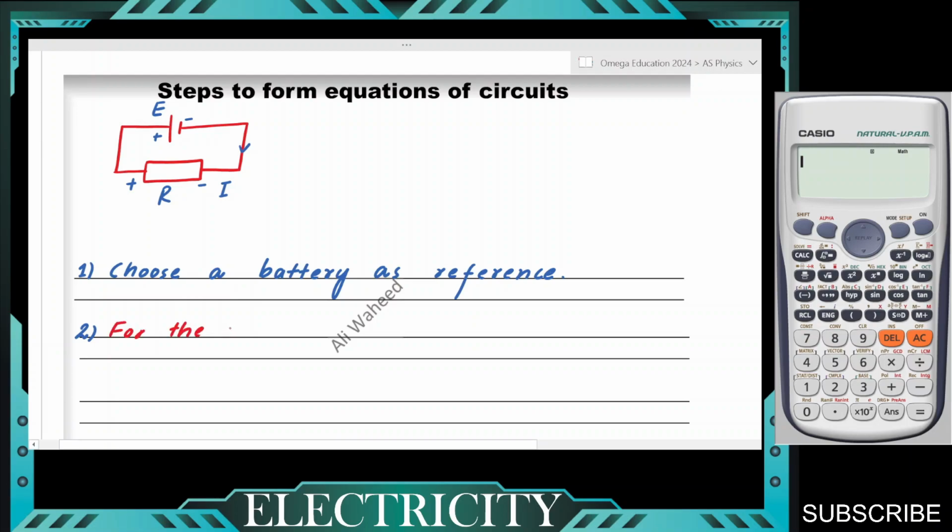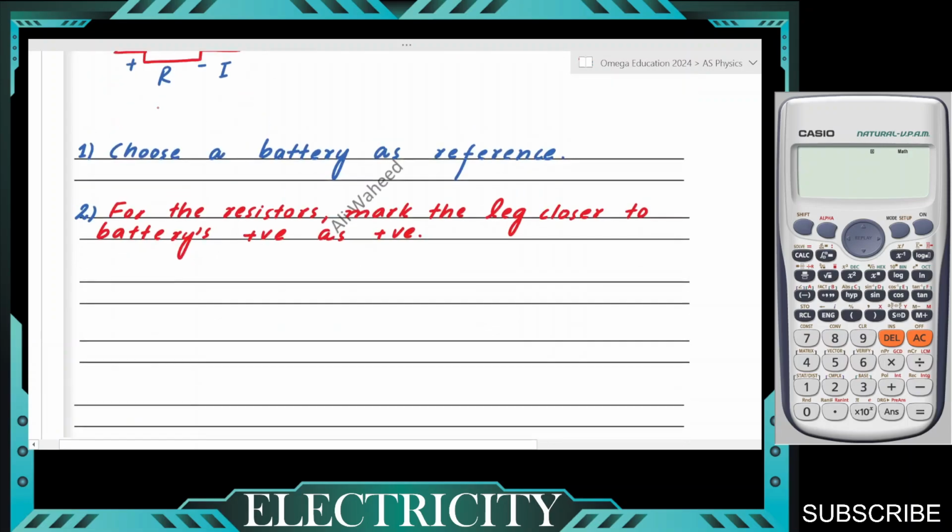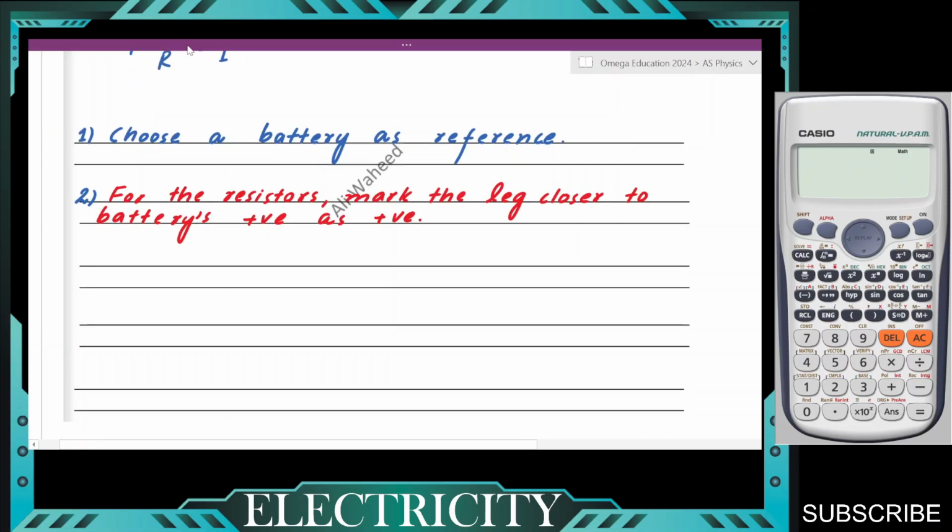For the resistors, could be any other appliance as well, any device that consumes the electrical energy, mark the leg closer to the battery's positive as positive. And obviously the other way around. So this side of the resistor would be marked positive because it is touching the positive of the battery. And the other one would be marked negative. Obviously, the negative one would be marked negative if it is touching the negative side of the battery.